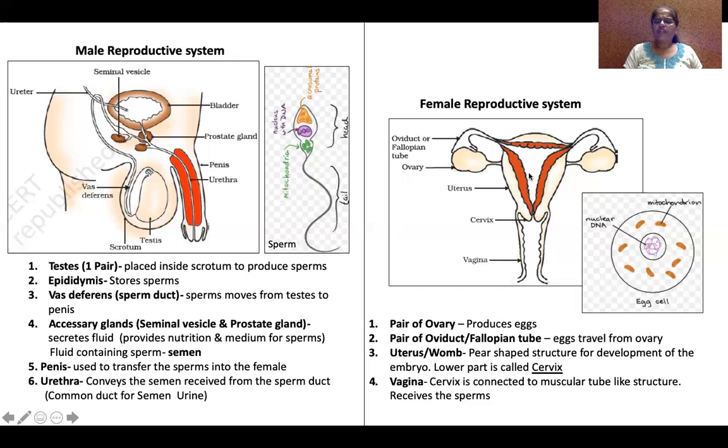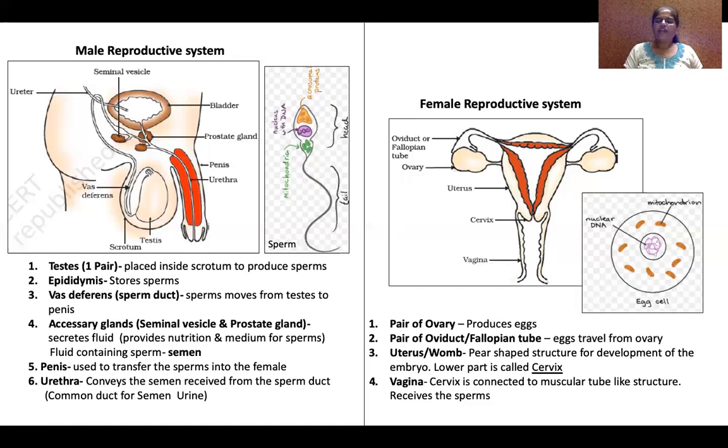What if the dead egg or the waste material of the shed uterus lining stays in the uterus? It is very harmful for females. So at the end of the 28th day, females after puberty start shedding these in the form of blood. Blood starts oozing out from the vagina for 3 to 5 days.